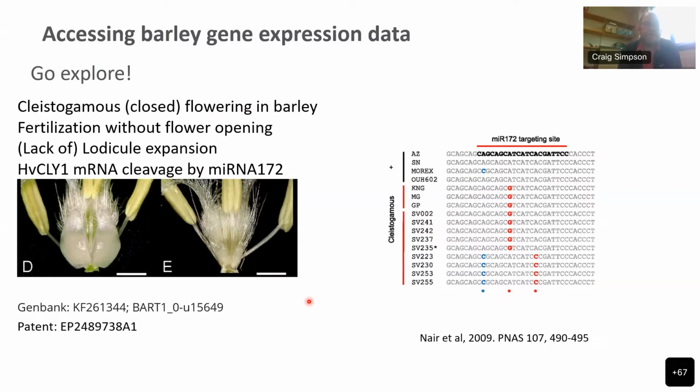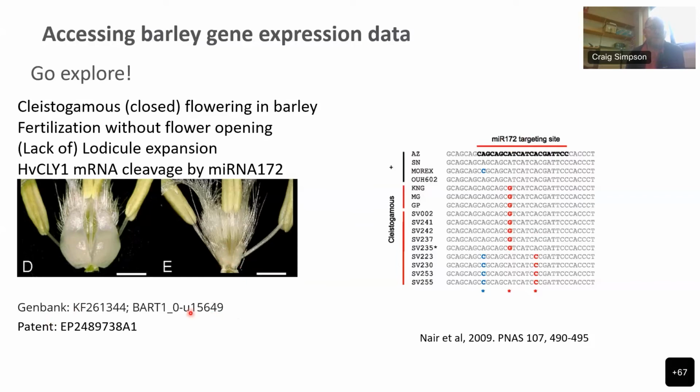A paper came out in 2009 that described the mechanism by which that happened. This was a gene called CLY1, and it described this gene as being regulated through cleavage by a microRNA, microRNA 172. You can see in the figure on the right the difference between types that had the closed flower and types that were open flower: you have this mutation here which affects the microRNA targeting site. So this is one nice mechanism by which you generate these highly reduced lodicules.